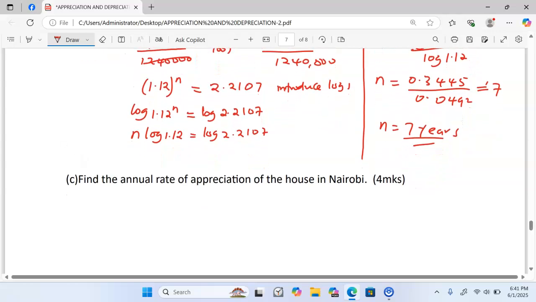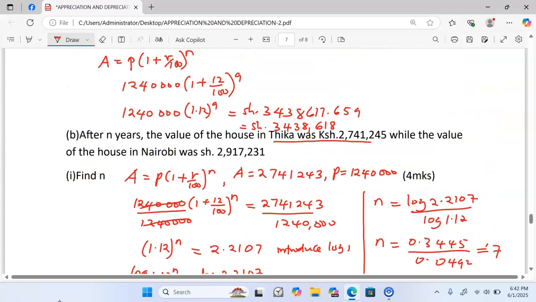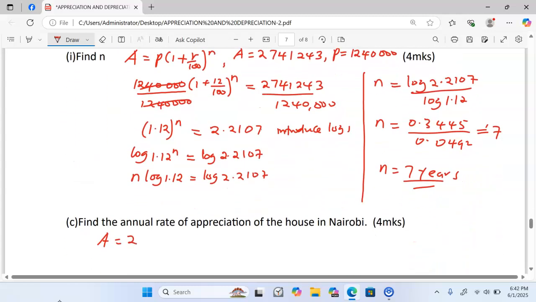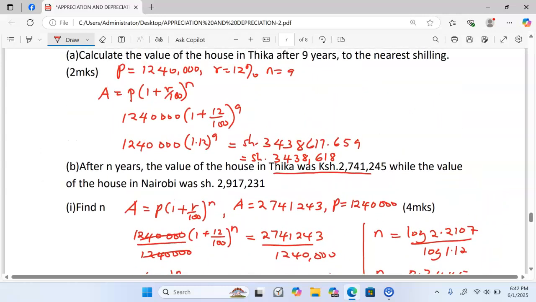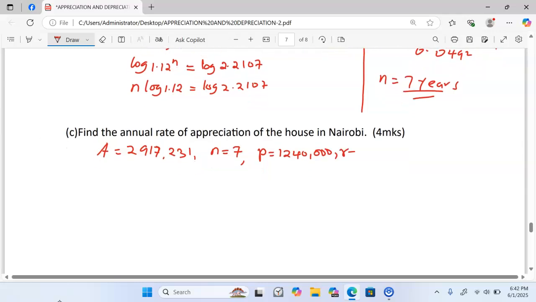Then we go to part C: find the annual rate of appreciation of the house in Nairobi, 4 marks. We know from the previous question that the amount of the house in Nairobi was 2,917,231, and that was the value after 7 years. Remember, this amount is an appreciation of the principal amount, which was 1,240,000.